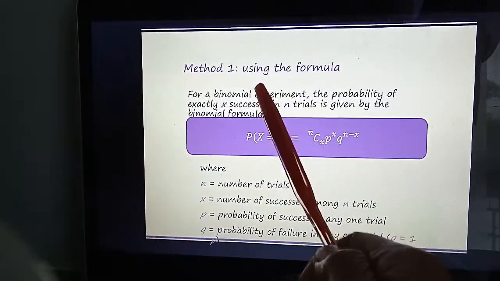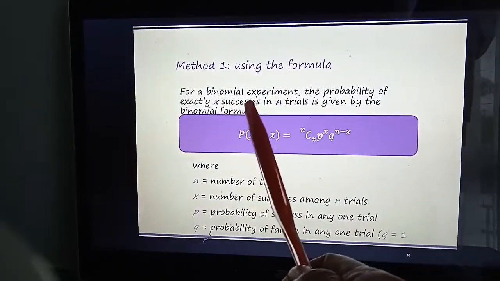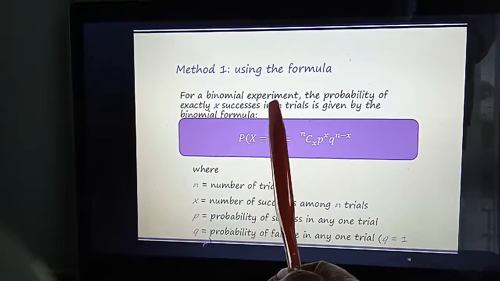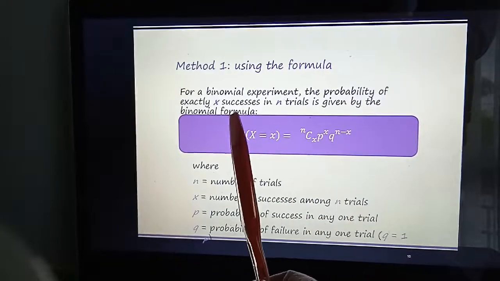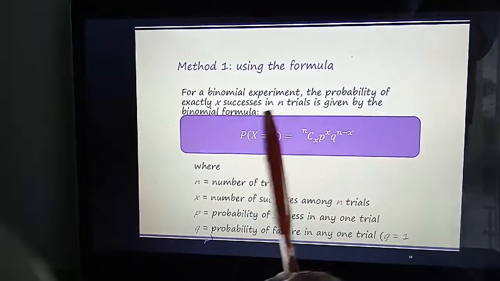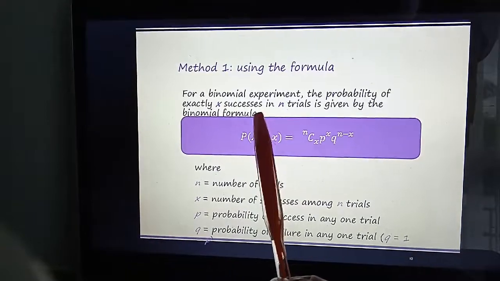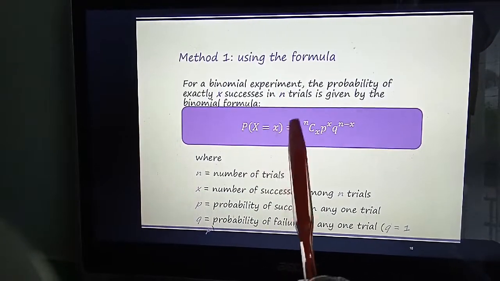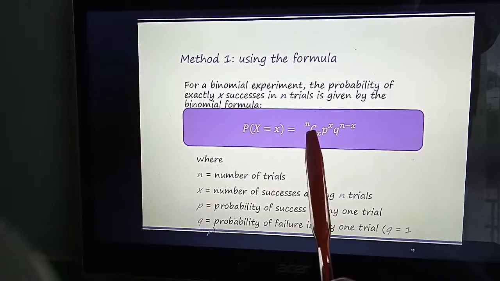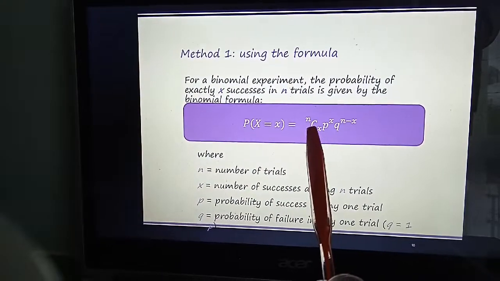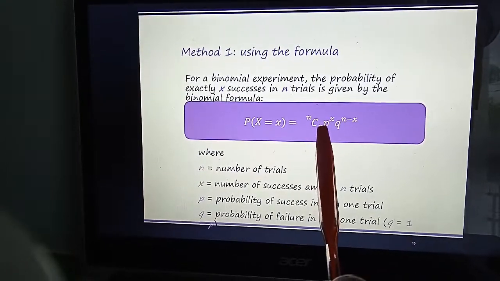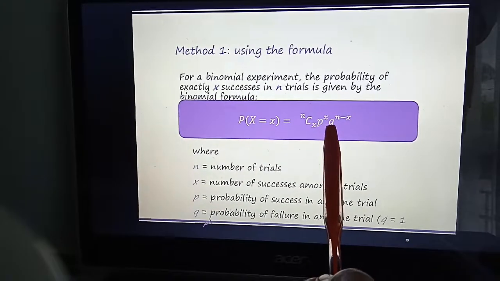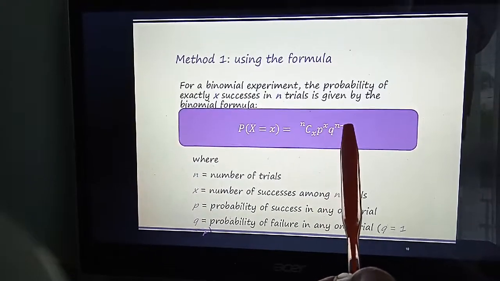Okay, method 1, using the formula. For a binomial experiment, the probability of exactly x successes in n trials is given by the binomial formula. So we need to use this formula to find the probability for a binomial experiment. Probability of random variable equal to value x equals nCx, where C is the combination, times p, the probability of success, to the power x, times q, the probability of failure, to the power n minus x.